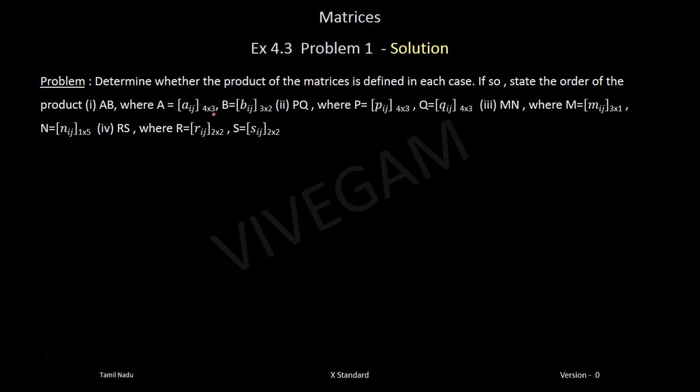See the number of columns here, this is 4 by 3, right? So the number of columns here is 3 and the number of rows for this matrix is 3. So 3 and 3 are same, which means this product is defined. Now come to this case, right? This is 3, the number of columns, and the number of rows is 4. So this is not defined.